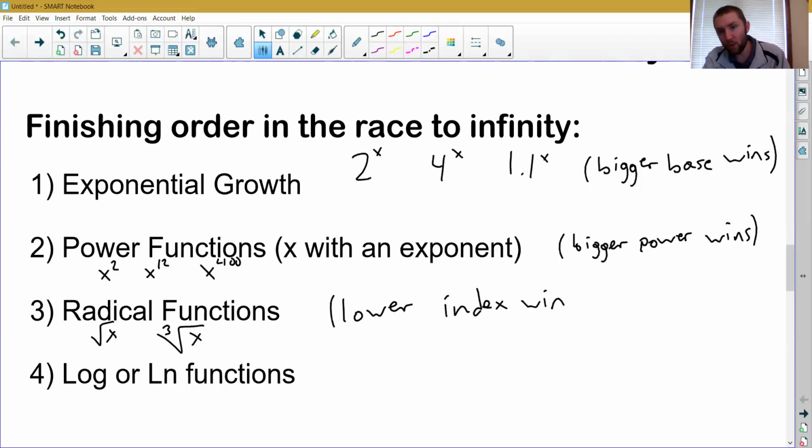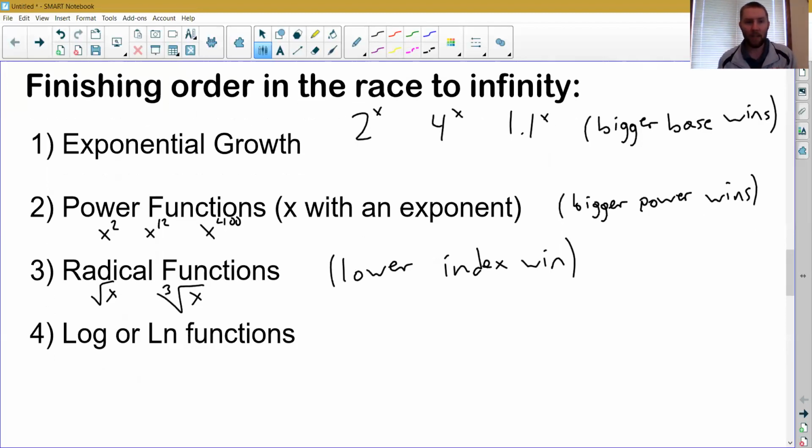So the square root of x with 2 as its index is going to beat out the fourth root of x with 4 as its index. A lower index is going to win. So like the 10th root of x is going to lose to the 8th root of x, and the 8th root is going to lose to the 5th root. As we make the index lower, we actually win the race to infinity.